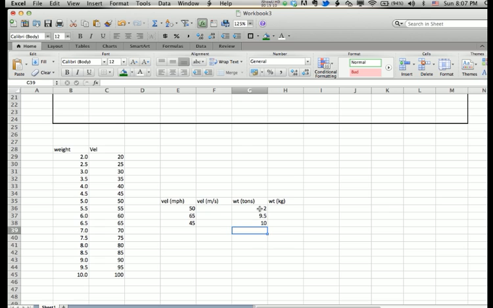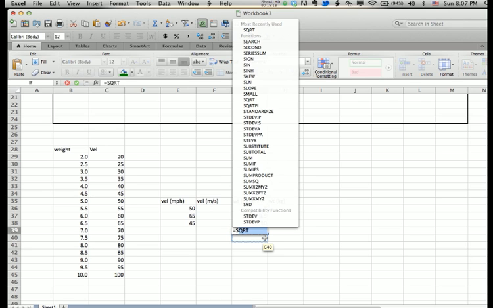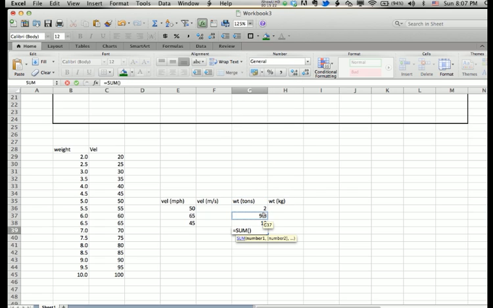I could add these tons here. I could do that by equals sum. Let's see, I want sum, and then I could just highlight those, and that will sum the tonnage. We might use that a little bit later.